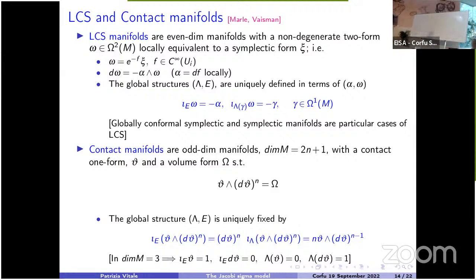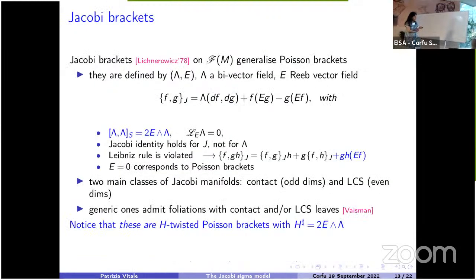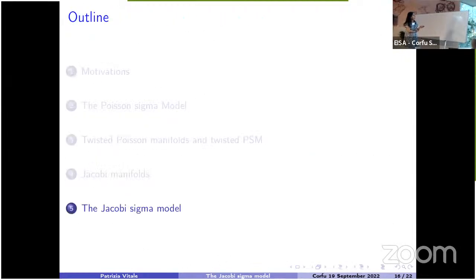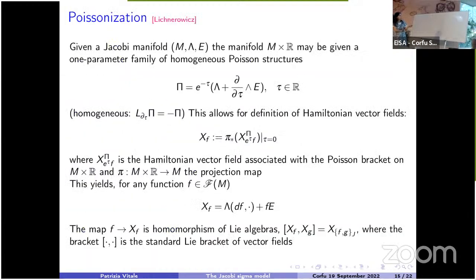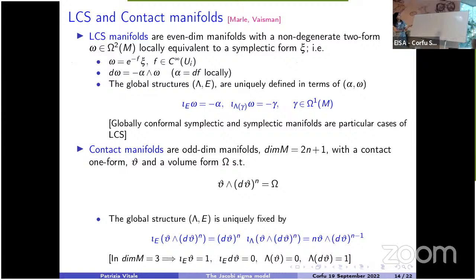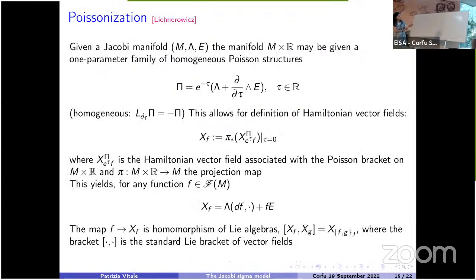So this model has been introduced. Why did we write the action in that form? Well, because the inspiration came from the fact that you can Poissonize the manifold. So you can go one dimension higher. As I said, you can look at M times R and then your Jacobi bracket becomes a Poisson bracket this way.